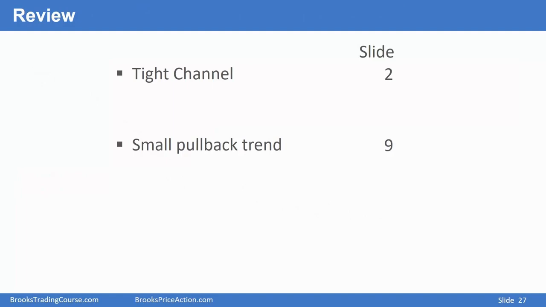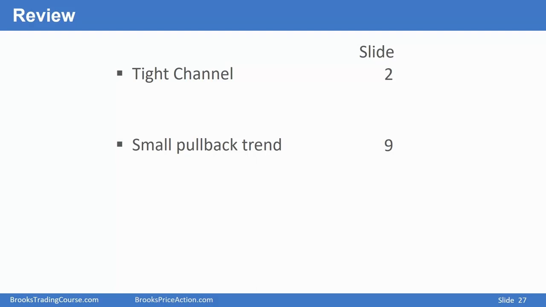In this video, I talked about tight channels and how they are breakouts on higher time frame charts. You only want to be buying in tight bull channels. You only want to be selling in tight bear channels. Next, I talked about small pullback trends, which are typically one of the strongest types of trends, and they can last a long time. They always look bad.